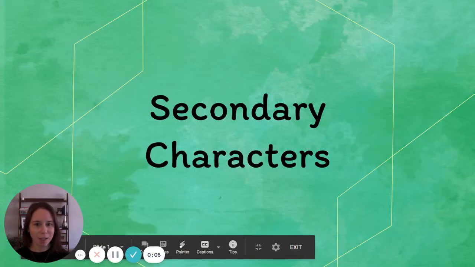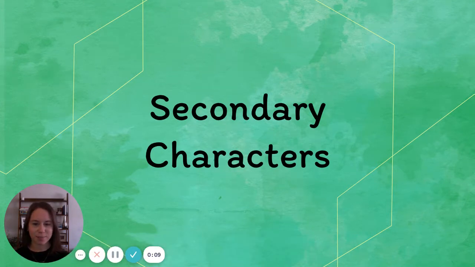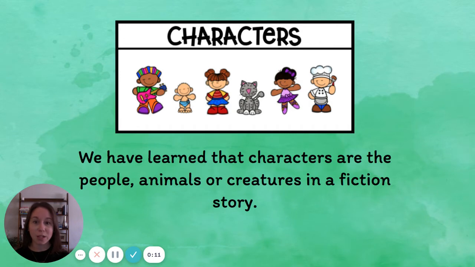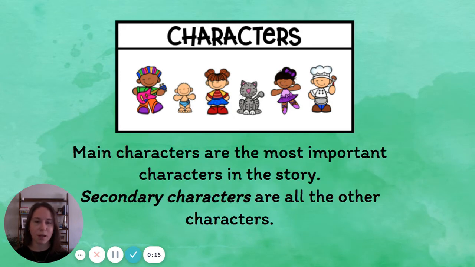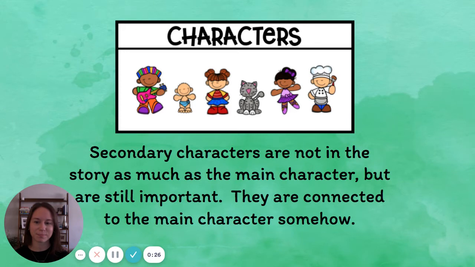On Wednesday, we talked about main characters, but today we're going to talk about secondary characters. Remember, characters are the animals, people, or creatures in a fiction story. On Wednesday, we reminded ourselves that main characters are the most important characters in the story. Secondary characters are all the other characters.